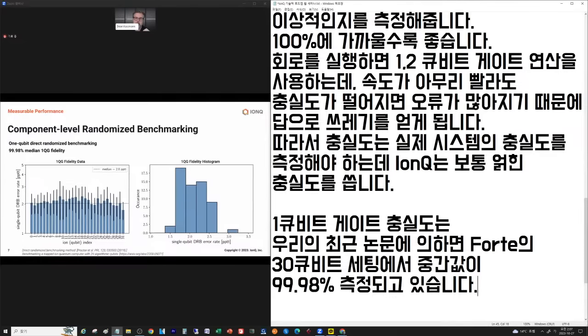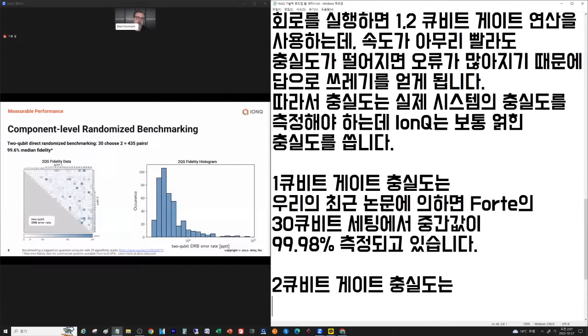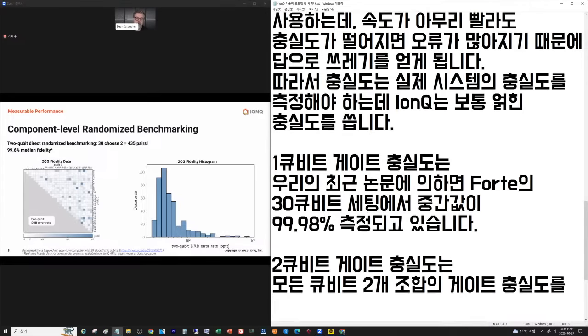Now, if we think about 2 qubit gate fidelities, they are calculated across every possible combination of pairs, in this case, once again, a 30 qubit chain. So that's 435 pairs. As we add more qubits, the number of pairs increases. And so the number of pairs will increase dramatically as we start to scale.